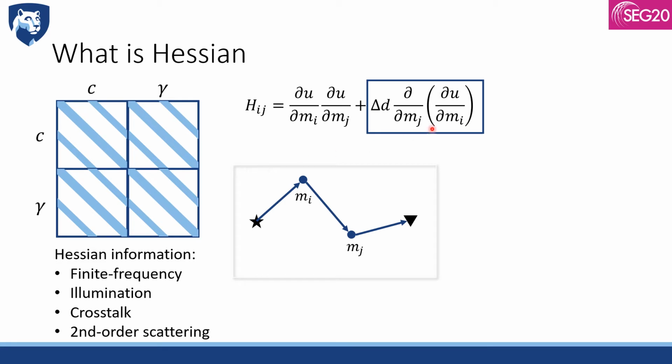Finally, let's check out the second term of the Hessian. Physically, it represents the wavefield first scattered by mi and then scattered by mj, weighted by the data residual. So in this way, this full Hessian contains the information of the second order scattering. Basically, these are the four pieces of information carried by the Hessian matrix.